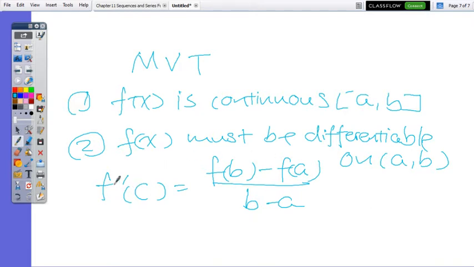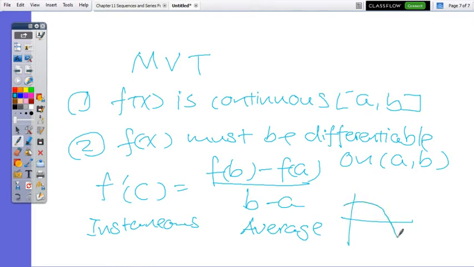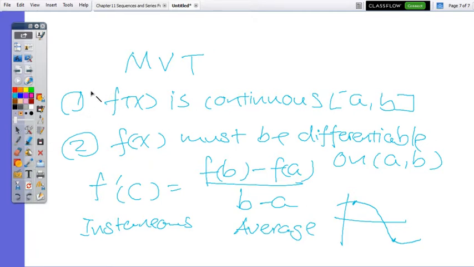So this is saying that the instantaneous rate of change is the same as the average rate of change. So let's say we have a curve going this way, and you want to find the average rate of change between these two points. So basically you just want to connect them. Just connect those two points.